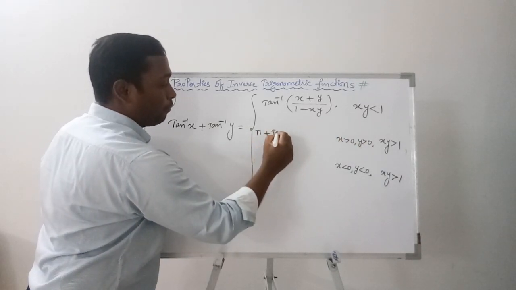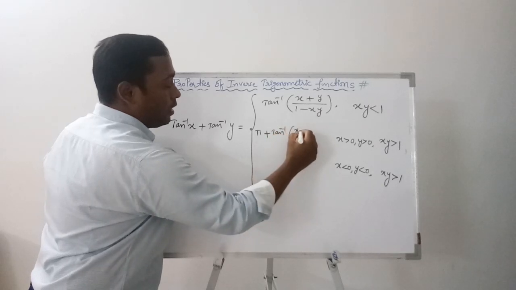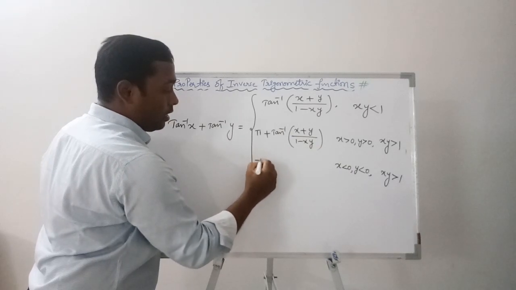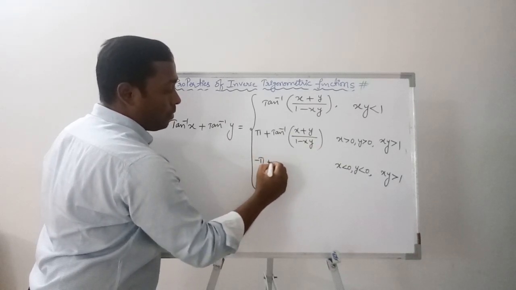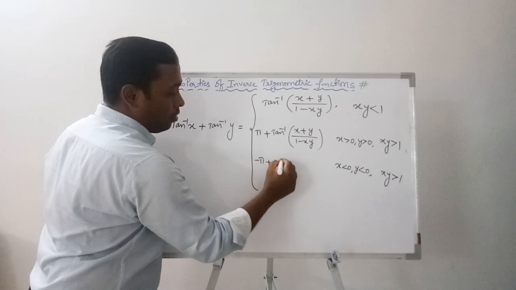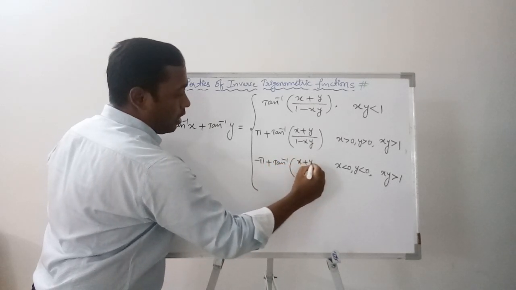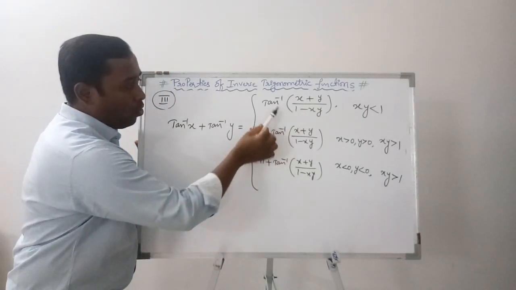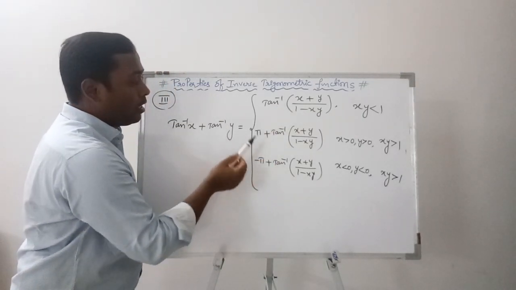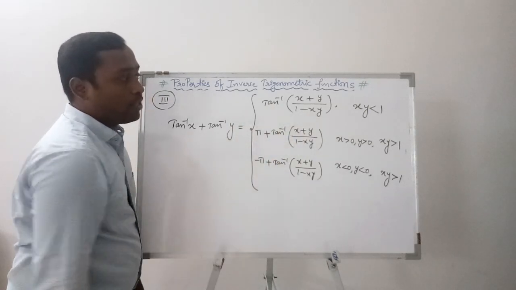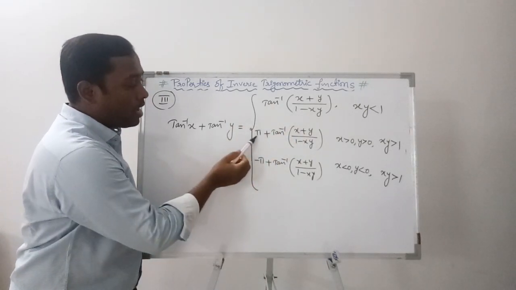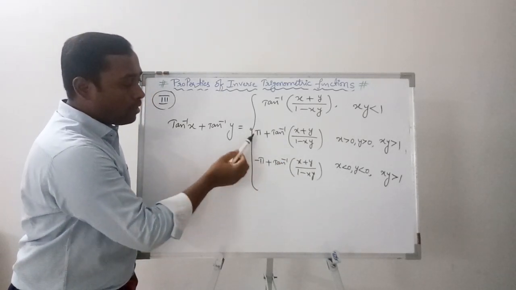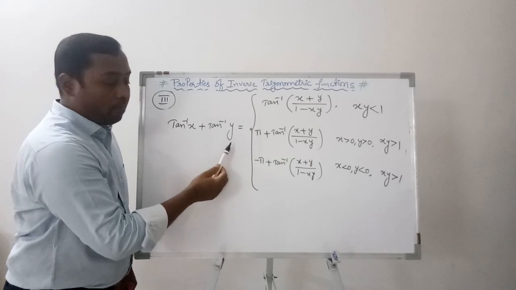Pi plus tan inverse of (x plus y) upon (1 minus xy), and here minus pi plus tan inverse of (x plus y) upon (1 minus xy). If you observe these formulas, the core part is the same, a pure tan inverse of (x plus y) upon (1 minus xy). Here it is pi plus this formula, minus pi plus this formula. Only these two things are added according to the values of x and y.